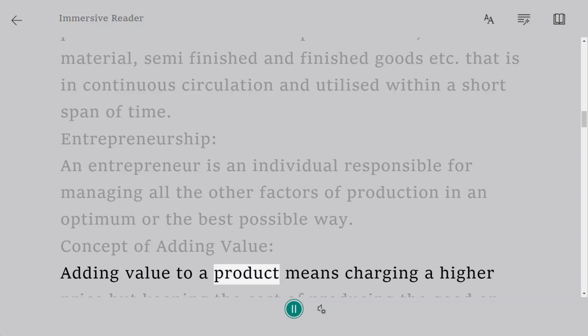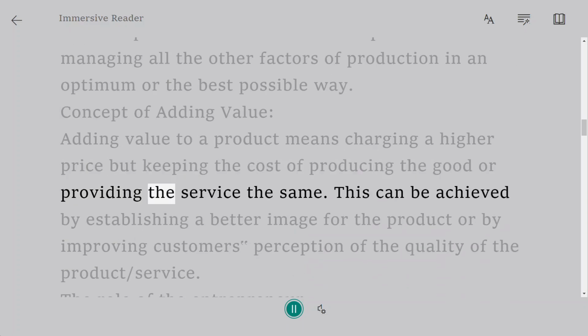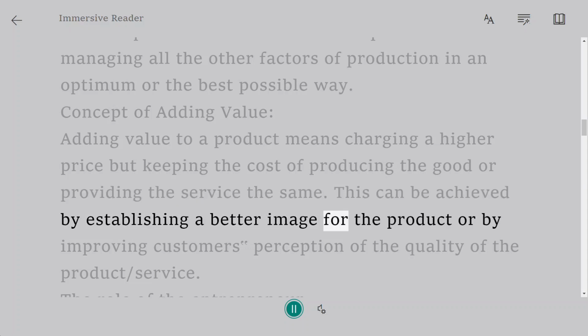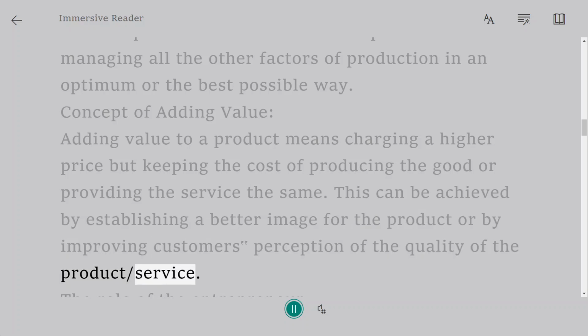Concept of adding value. Adding value to a product means charging a higher price but keeping the cost of producing the good or providing the service the same. This can be achieved by establishing a better image for the product or by improving customers' perception of the quality of the product/service.